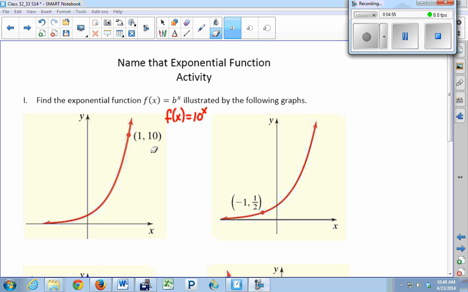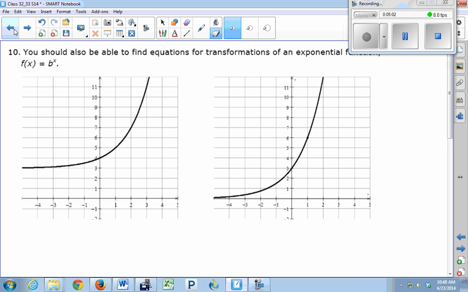Because when you know the value of your function for 1, that becomes your value for b. Okay, so let's move along. Let's go back now to number 10.